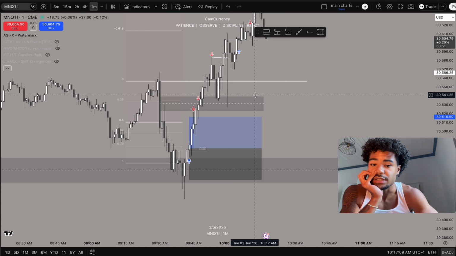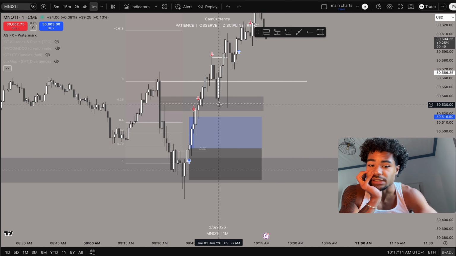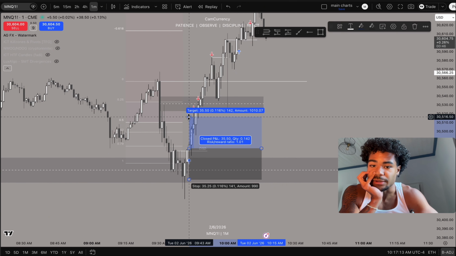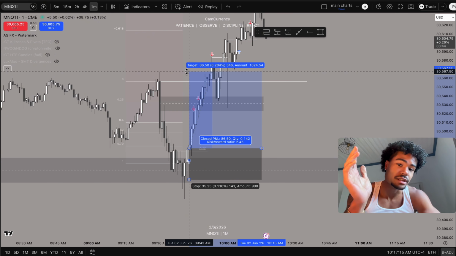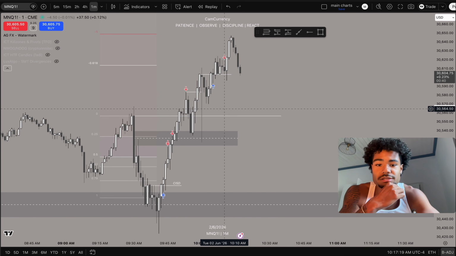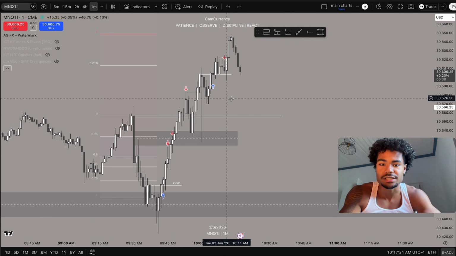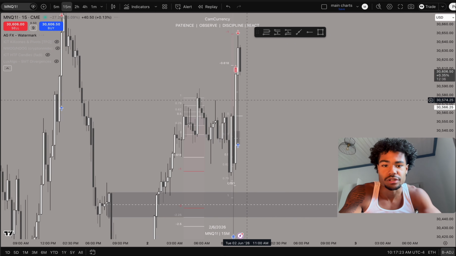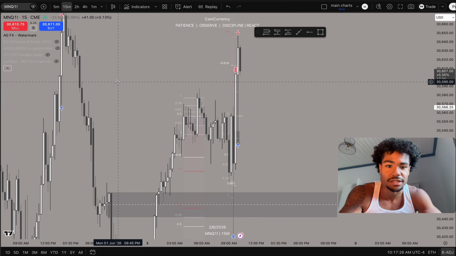I then took another one off once we swept this high, and I then let my runner go to 9:30, and then from here I had one more position left, and I was really just letting this go. Honestly, I didn't really have a real objective for it. We had this unfilled 15-minute up here that I wanted to see.